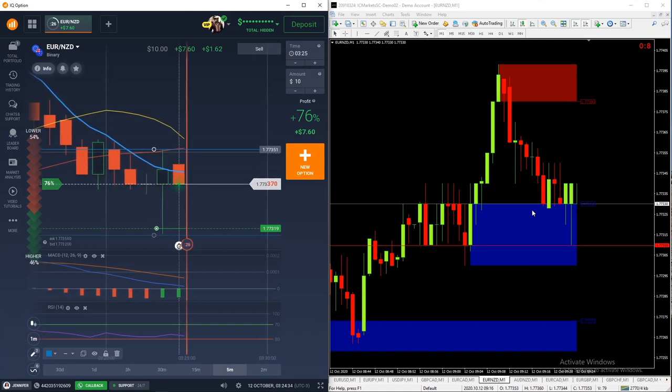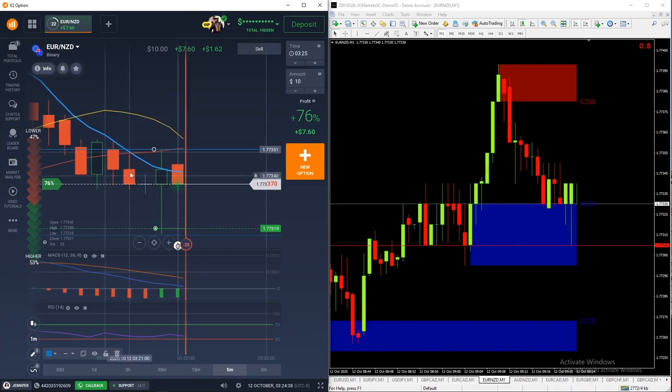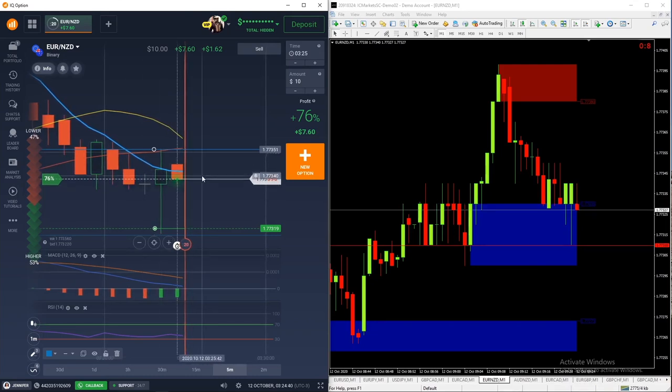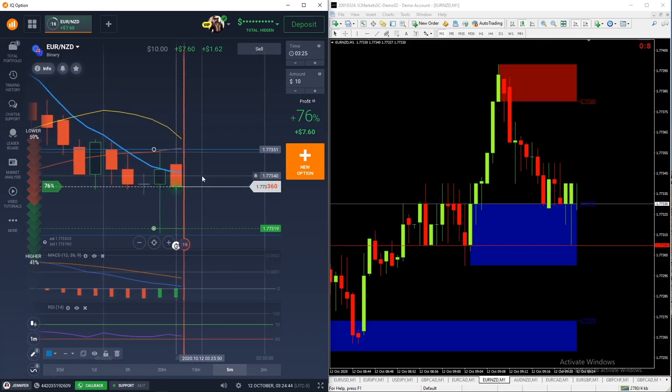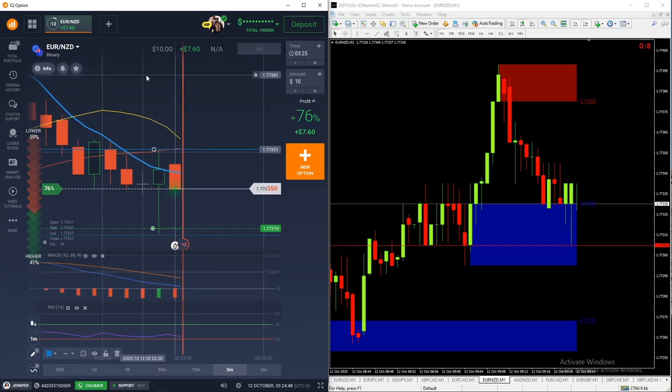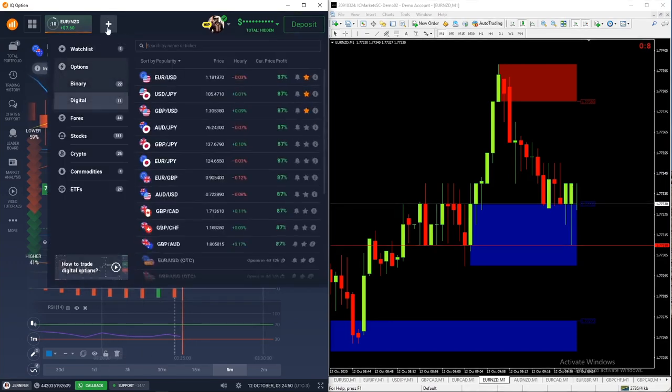Now, in saying this, our signals have a trading window of exactly 15 minutes. They're based on a two-step martingale.